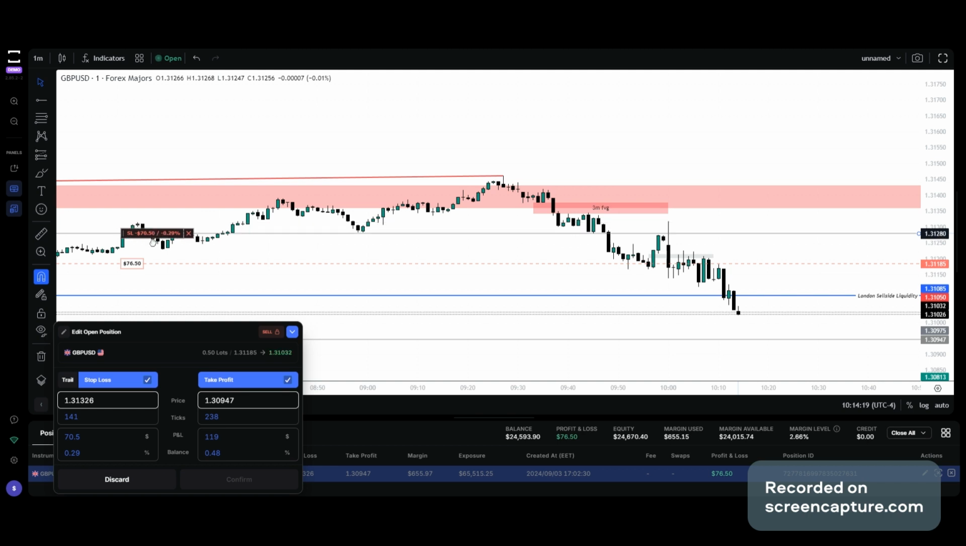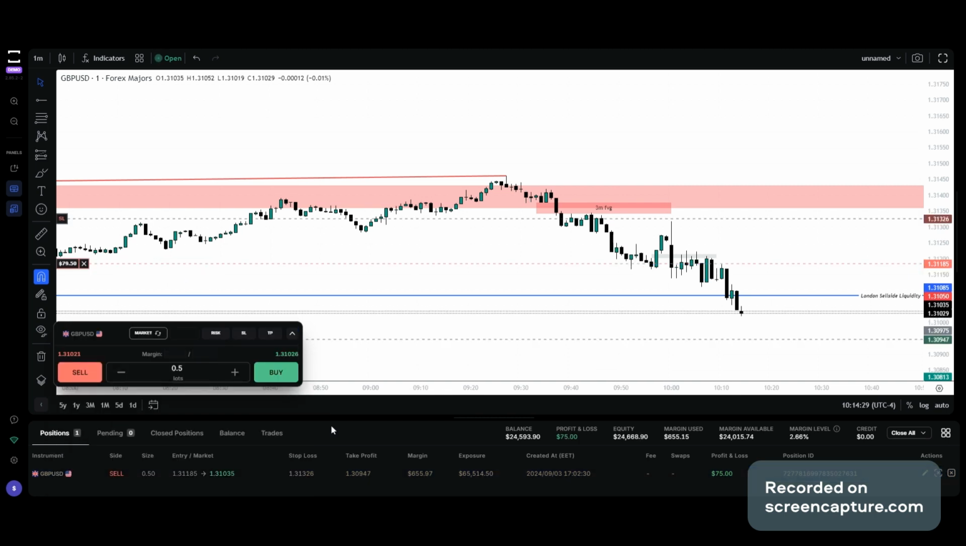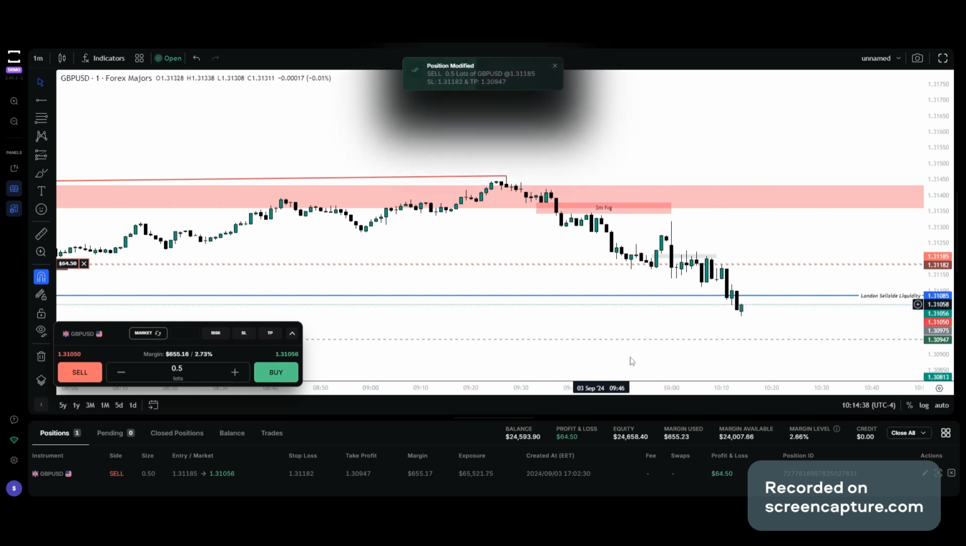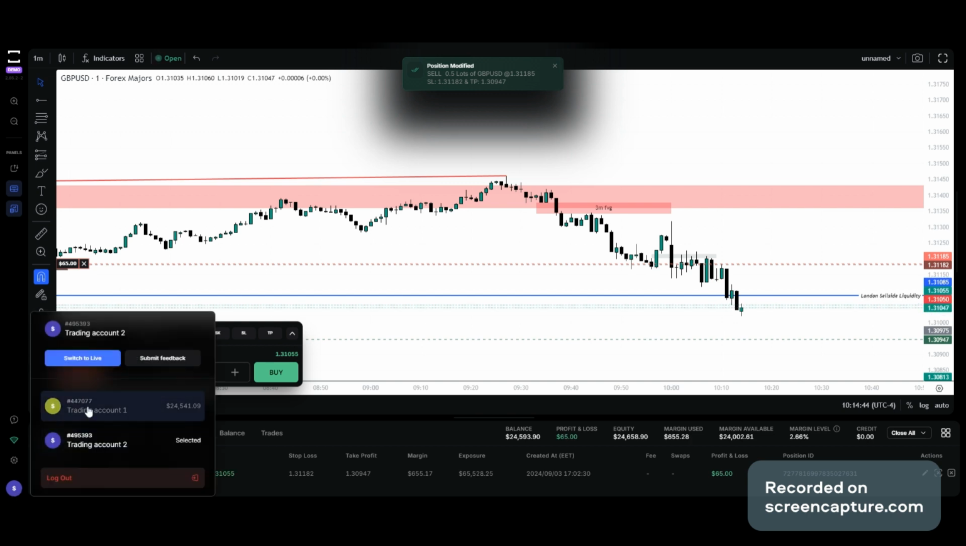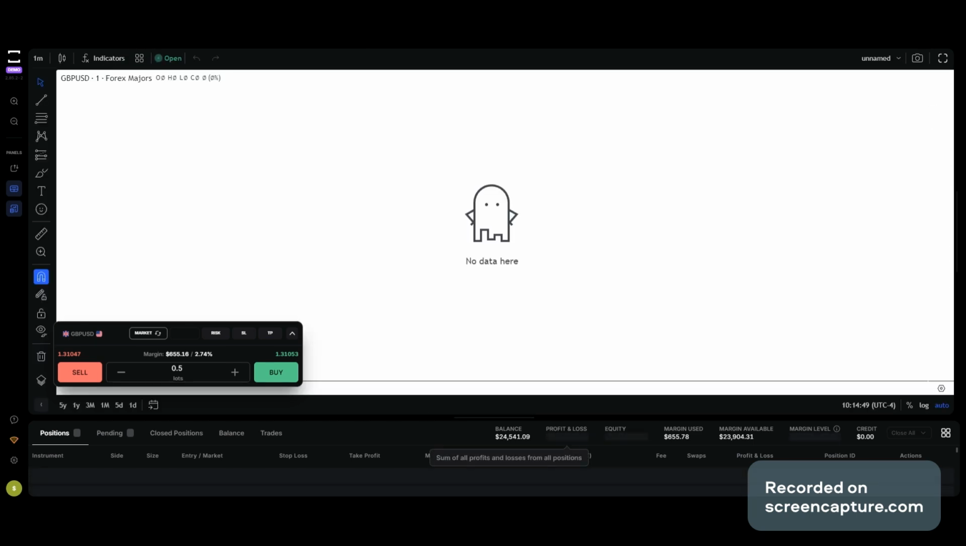So move this down here. If it comes all the way back up there, then I don't want to really be in it anymore. And I'll do the same thing on this account. Move stops to break even.